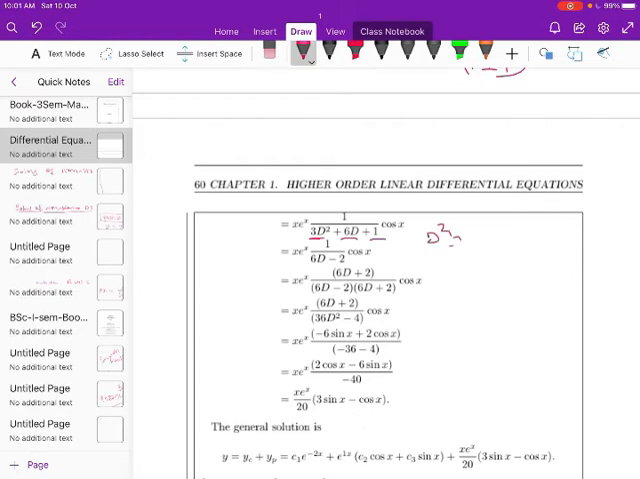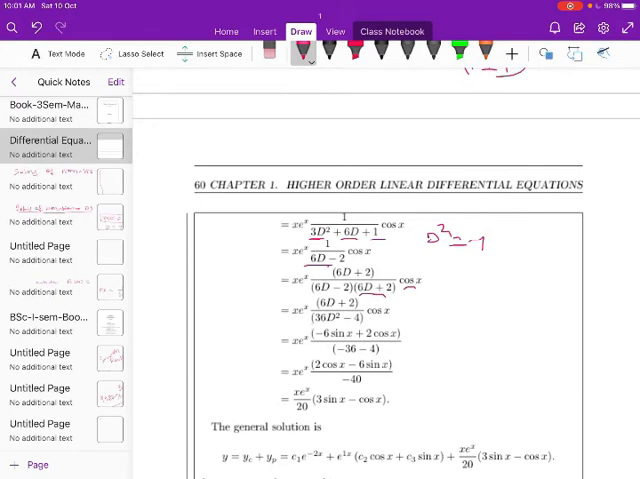Now operate for d square. Wherever there is d square, you take minus 1. So x into e power x into 1 by (6d minus 2). D square means minus 1, so minus 3 plus 1 is minus 2. We have d in the denominator, so make it a square by multiplying and dividing by the conjugate of 6d minus 2, that is 6d plus 2. We have x into e power x into (6d plus 2) by (6d minus 2)(6d plus 2) into cos x.